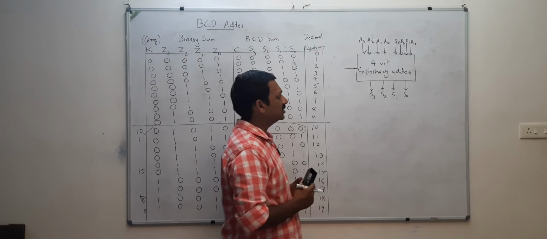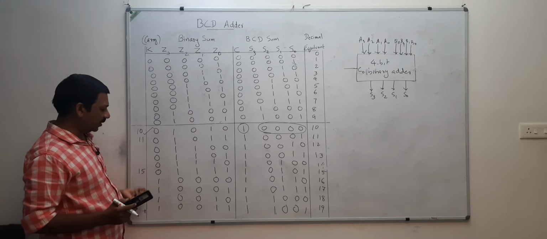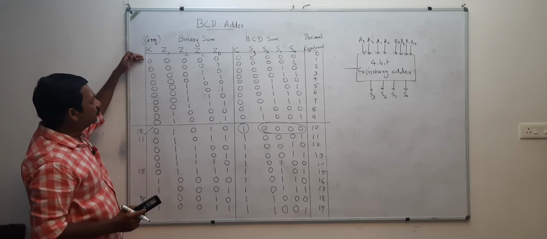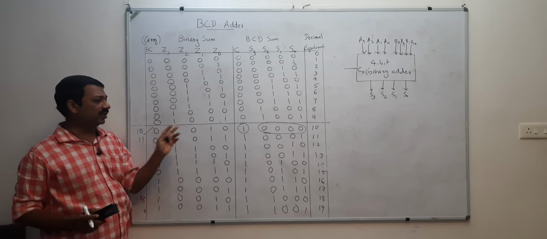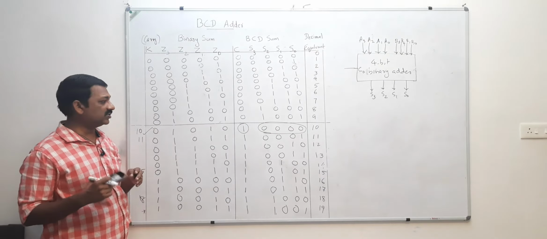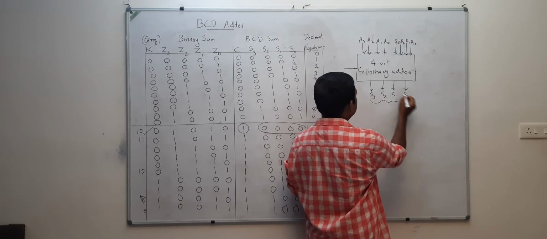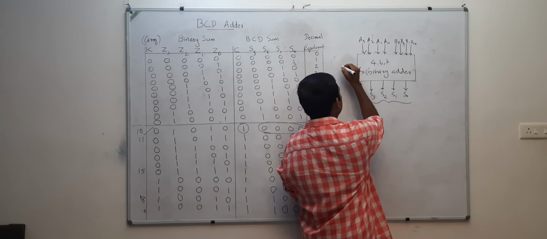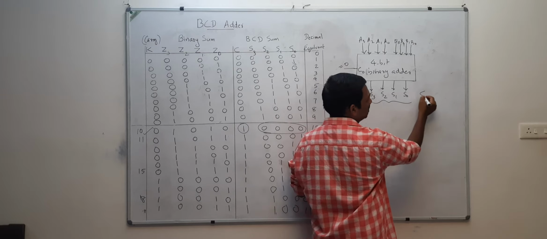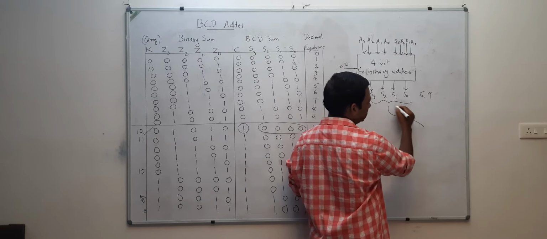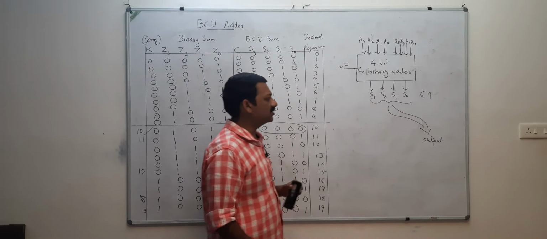And what I am going to do is, where do we do these operations? See, if the result is less than or equal to 9, there is no need to do any adjustments or any addition or something like that. Simply bypass this result. That means if the carry is 0 and S3 to S0 is less than or equal to 9, simply bypass this to the output.